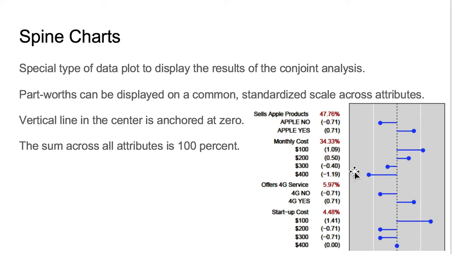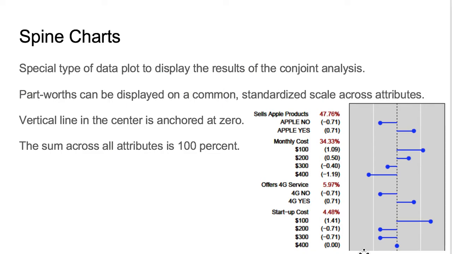The relative importance of attributes in a conjoint analysis is defined using the ranges of part worths within attributes. These importance values are scaled so that the sum across all the attributes is 100%.